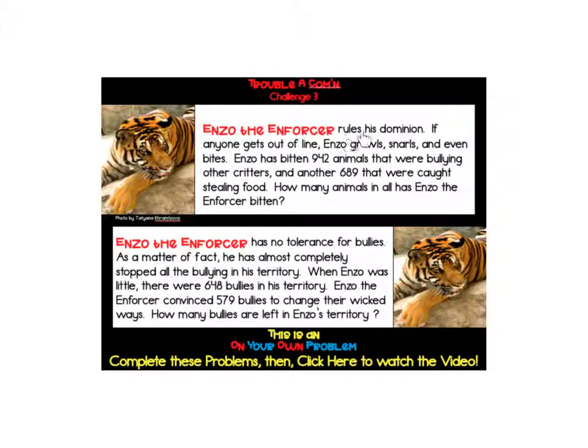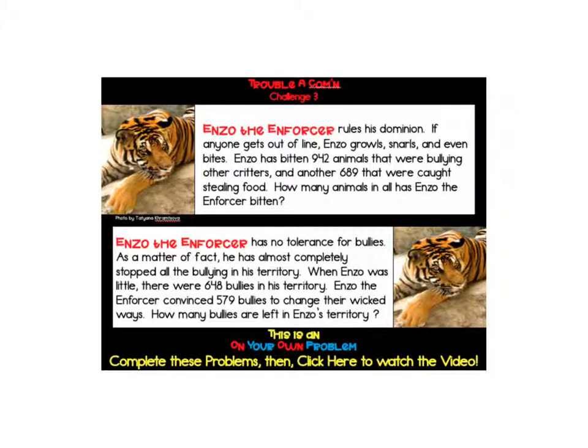Enzo the Enforcer rules his domain. If anyone gets out of line, Enzo growls, snarls, and even bites. Ouch. Enzo has bitten 942 animals that were bullying other creatures. Wow, they probably deserved it then. And another 689 that were caught stealing food. Shame on them. That's not nice either. So, how many animals in all has Enzo the Enforcer bitten?